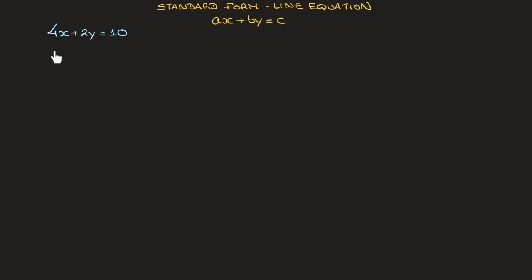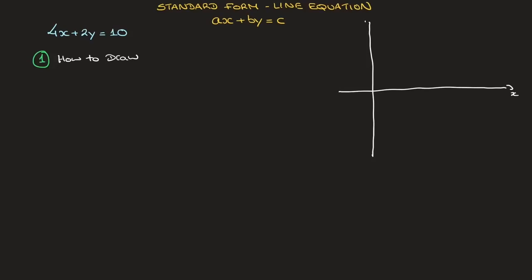And we have an actual example here. We have the line whose equation is 4x plus 2y equals 10. To get us started, let's see how to use the standard form of the line equation to draw the line. So I'll just say how to draw. Now for that, I'll quickly draw an XY grid on the right-hand side, something looking like this. There we go. X and Y.